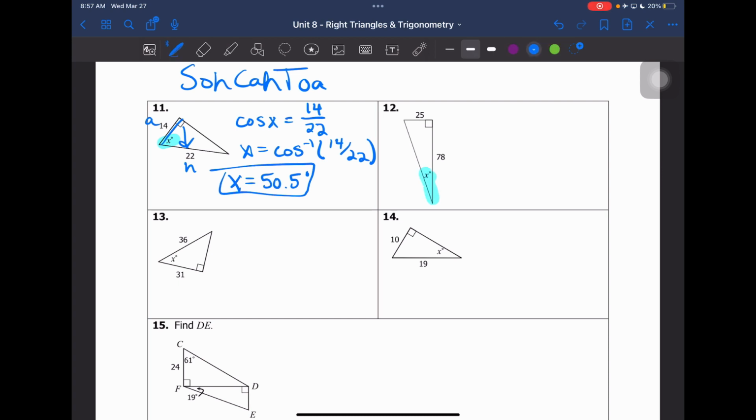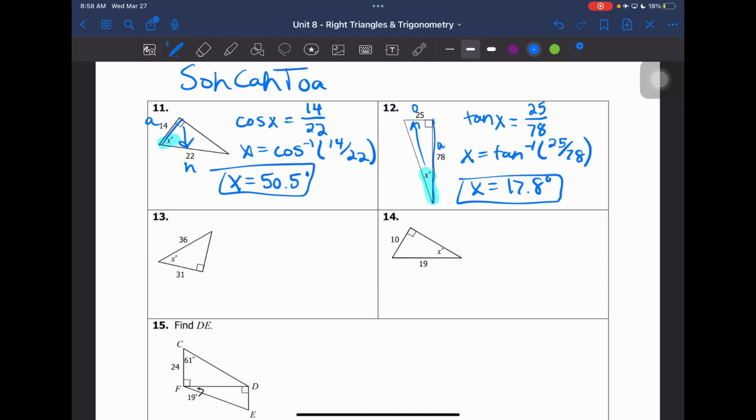Number 11 is one of these that I have to find a missing angle again, so that means I'm going to use one of the inverse trig functions. I can see I have an opposite leg, and I also have an adjacent leg. If I have opposite and adjacent, I'm going to use tan, so tangent of x is equal to 25 over 78, because I want opposite over adjacent. So x is equal to the inverse tangent of 25 divided by 78. Whatever the inverse tangent of 25 over 78 comes out to be, that's our answer. It's going to be 17.8 degrees.